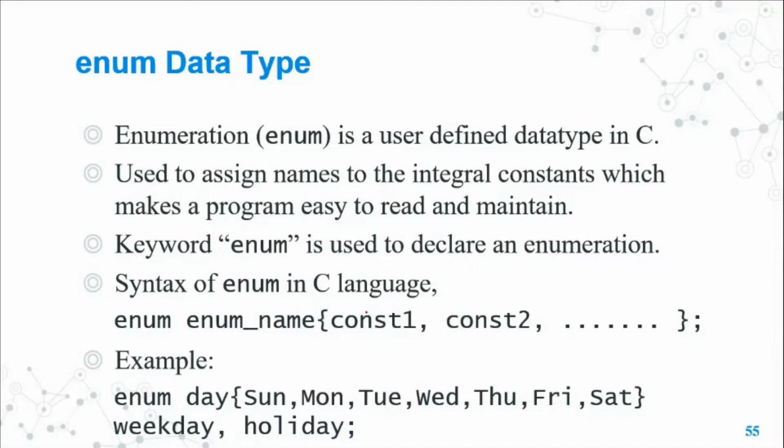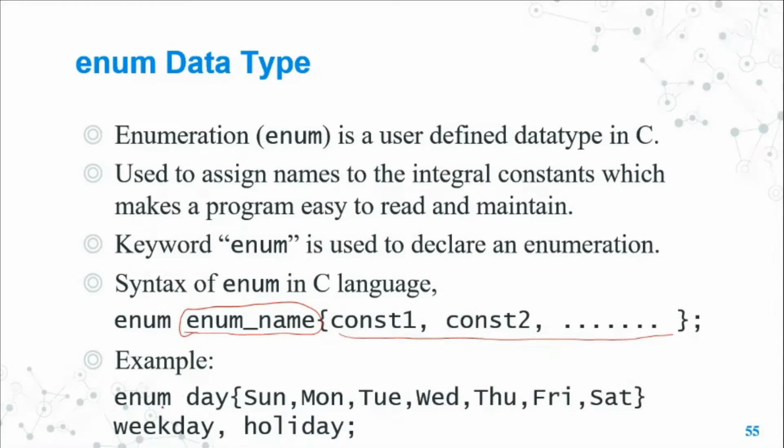The syntax of the enum is like this: the keyword enum, then the enum name, the name of the enum data type. This will be a data type of type enum. Whatever name we give won't be the variable name; it will be the name for that particular data type. Then the constants, constant 1, constant 2, etc. These constants will be the names assigned to the particular integers. Let's see an example.